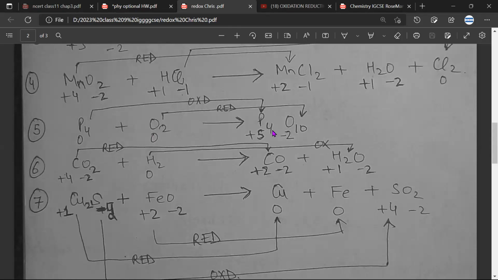But on the right hand side, oxygen has an oxidation number of -2, and to calculate the oxidation number of phosphorus, we have to do that algebra that we had discussed last time. So phosphorus has an oxidation number of +5. From 0 it has become +5, the oxidation number has increased, that is why oxidation is happening. But for oxygen, the oxidation number has decreased from 0 to -2, that is why reduction is taking place. Any doubt, Chris? No, sir.